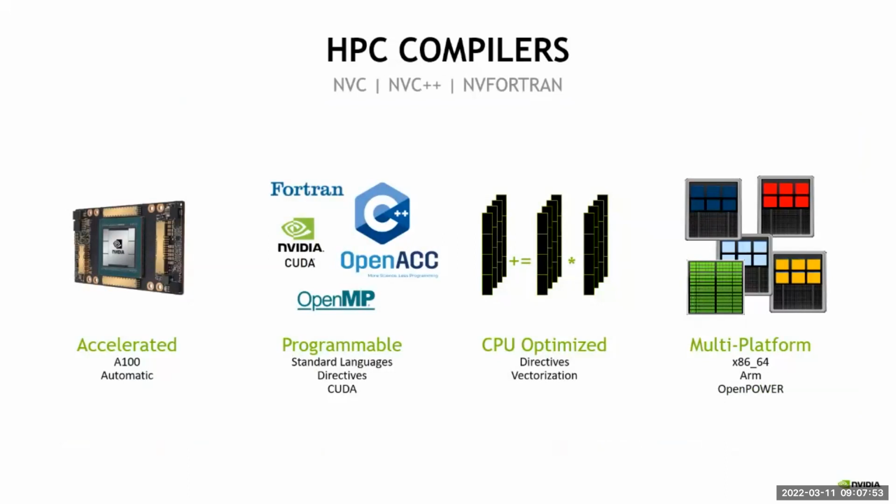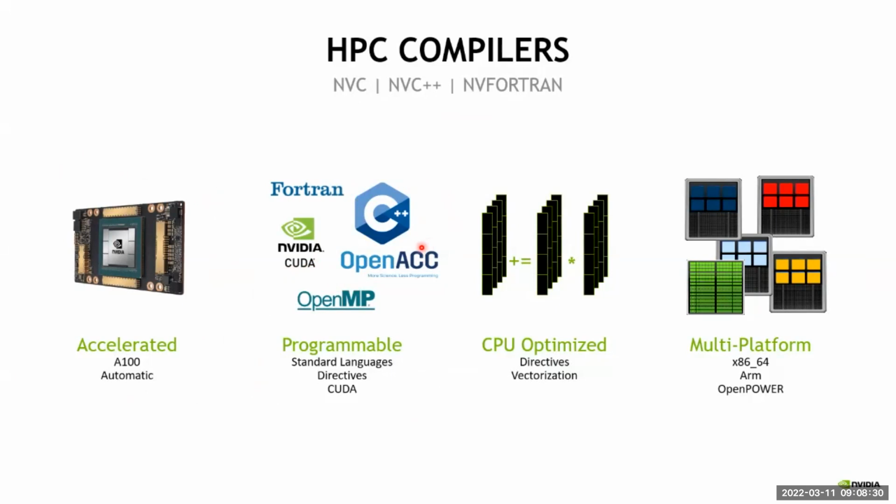To support this, we provide our HPC compilers. Here being NVC, our C compiler, NVC++, our C++ compiler, and NVFortran, our Fortran compiler. These compilers support our latest and greatest GPUs, and even include being able to automatically accelerate portions of your code for you to these GPUs. It supports all of the programming paradigms I've discussed, so Fortran, C++, C, OpenACC, OpenMP, even CUDA C++ and Fortran. All of these are available in these compilers.